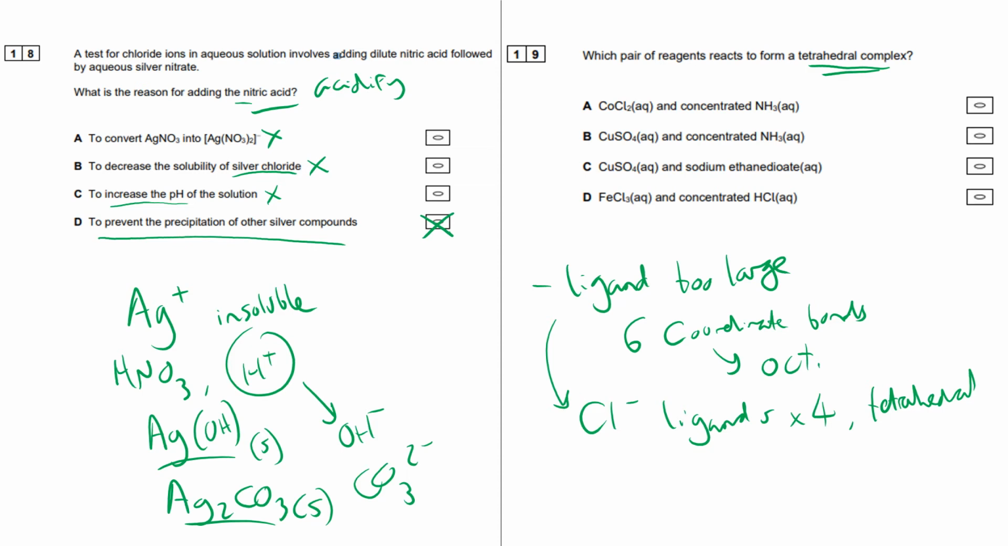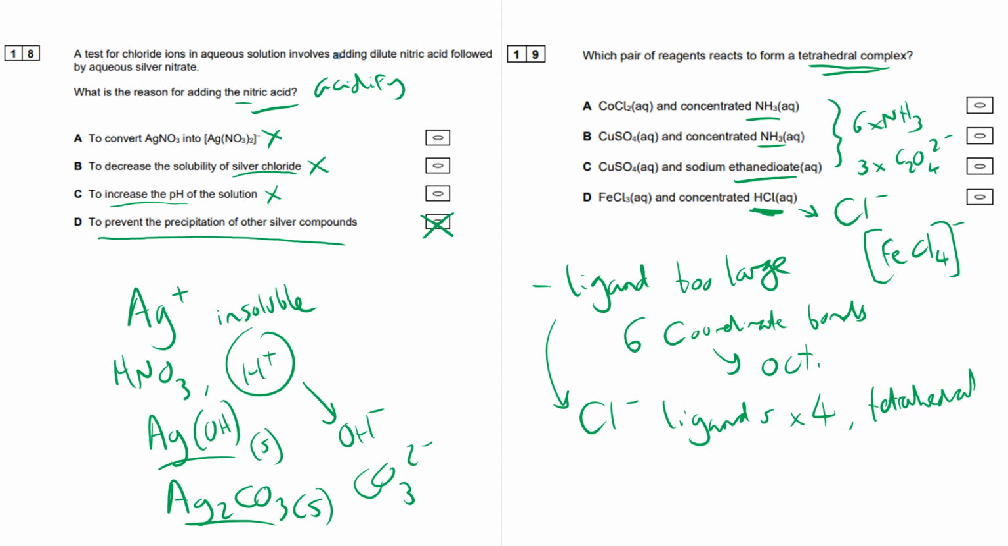So looking through here, which one has chloride as ligands? These 3 would all form octahedral complexes. You've got 6 NH3s, or you've got 3 of the ethane dioates. Ethane dioate, remember, is a bidentate ligand, so they would all form octahedral complexes. Concentrated HCl would form 4 chloride ligands. That would form FeCl4, and that is 3 plus charge, so it would be a negative complex overall. That would be tetrahedral.